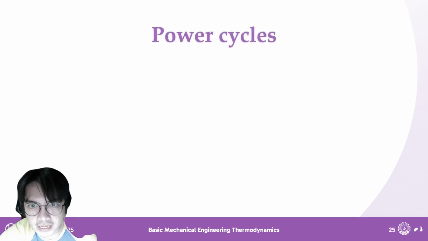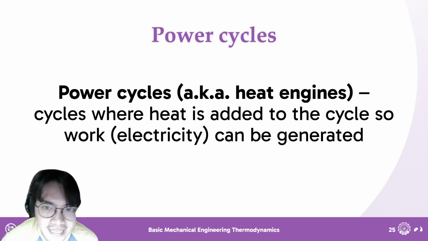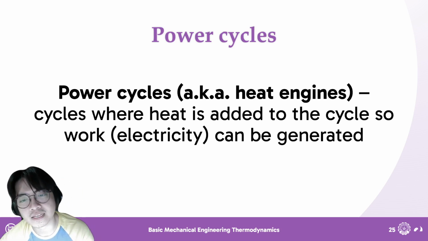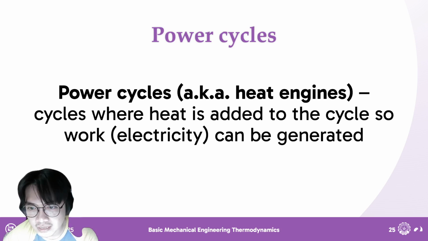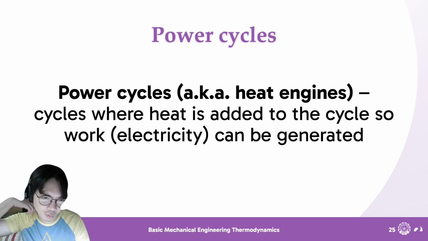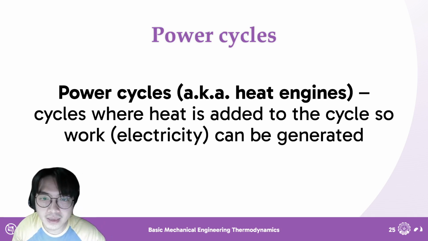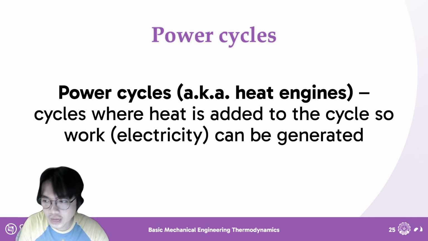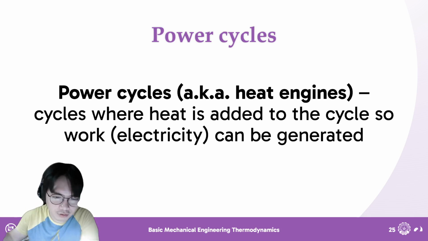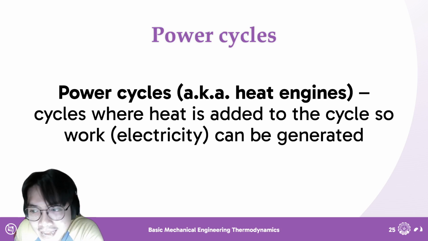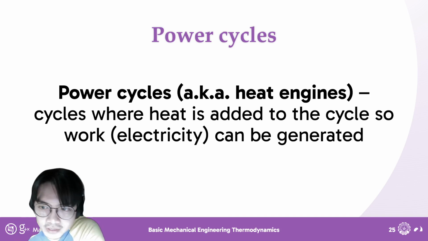Okay, let's begin with power cycles, of course. These are cycles where heat is added to the cycle. That's why they are called heat engines. Power cycles are cycles where heat is added to the system so that work, aka electricity, can be generated. What do I mean by this? You add heat and then you get work. It kind of makes sense, right? For example, in a steam engine, those old things in the trains where you will see these very young boys shoveling coal into the front of the train, what they're doing is trying to add heat to the engine via the coal that is being burned so that the train can continue to move.